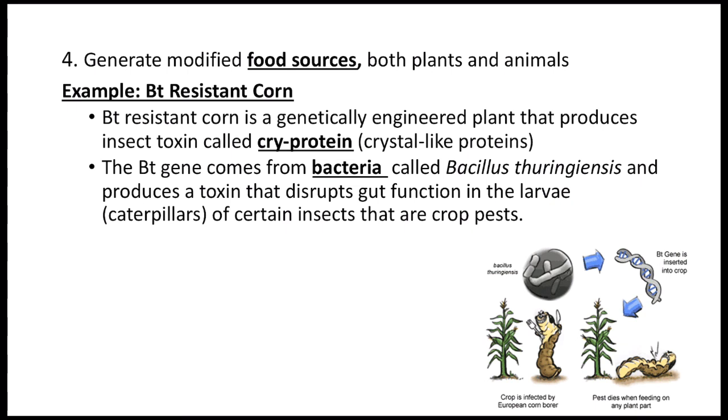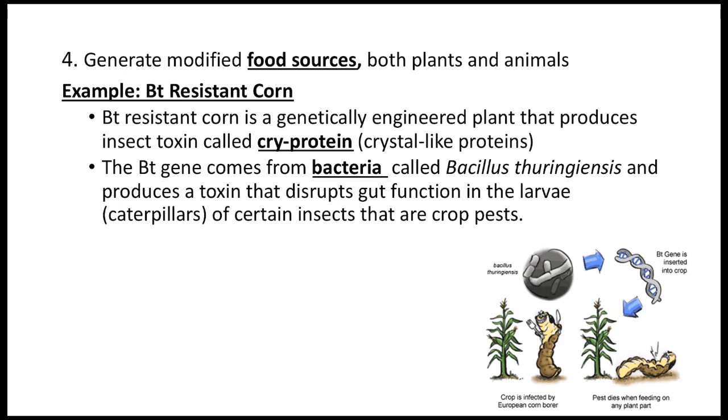So for example, Bt-resistant corn. Bt-resistant corn is a genetically engineered plant that produces an insect toxin called Cry protein, which stands for crystal-like proteins. The Bt gene comes from a bacterium called Bacillus thuringiensis and produces a toxin that disrupts gut function in the larvae, so essentially the caterpillars, of certain insects that are crop pests. There are dozens of insects considered to be crop pests.